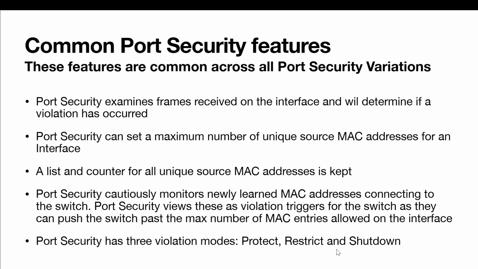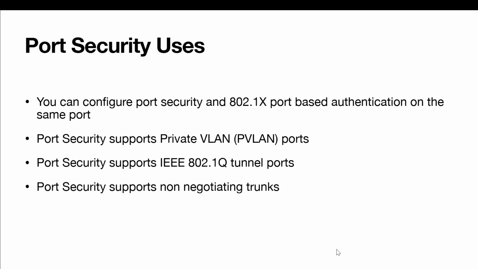So if we go into the next slide, what are the uses of port security? How is it being used? What does port security actually support? Well, you can configure port security and 802.1x port-based authentication on the same port. On the same port, you can have port security and 802.1x port-based authentication, no problem. So remember, we can have both of these. Port security supports private VLAN ports, PVLAN ports. Port security supports IEEE 802.1q tunnel ports, and it also supports non-negotiating trunks.